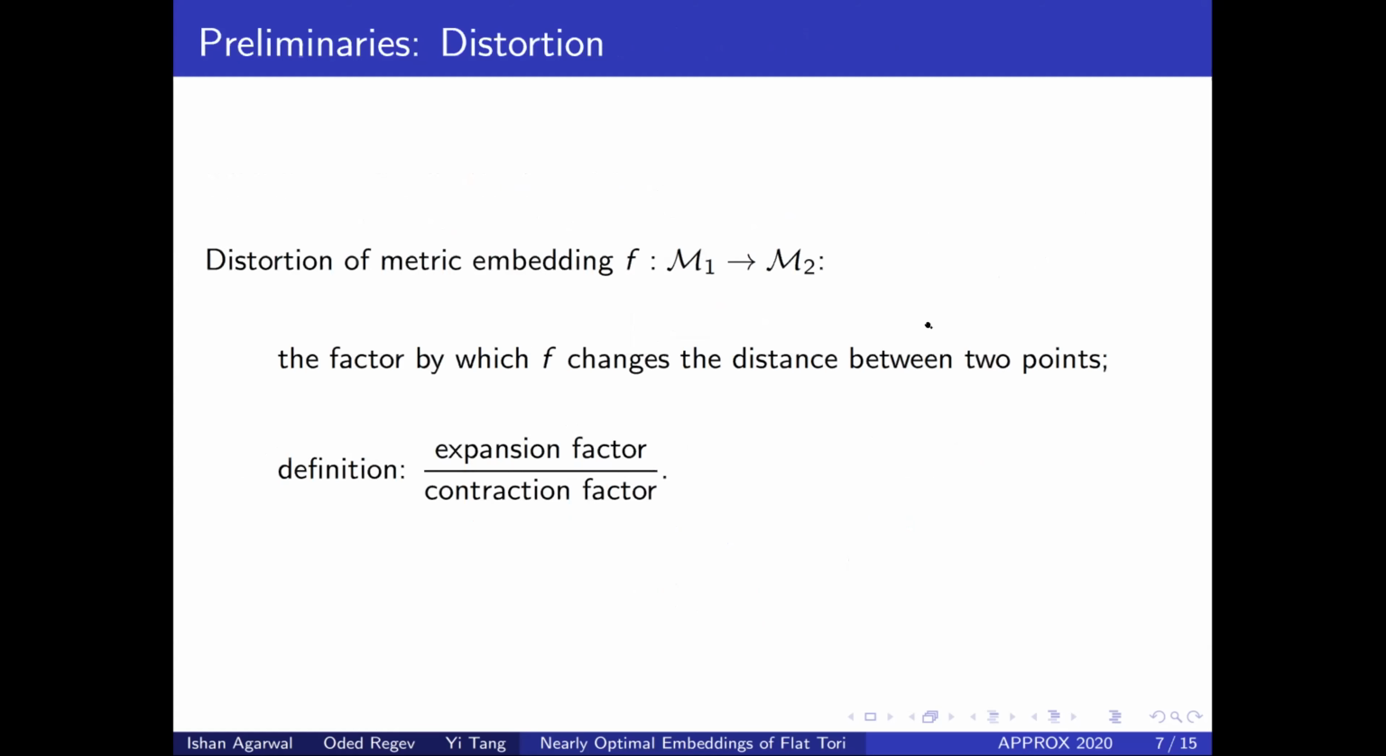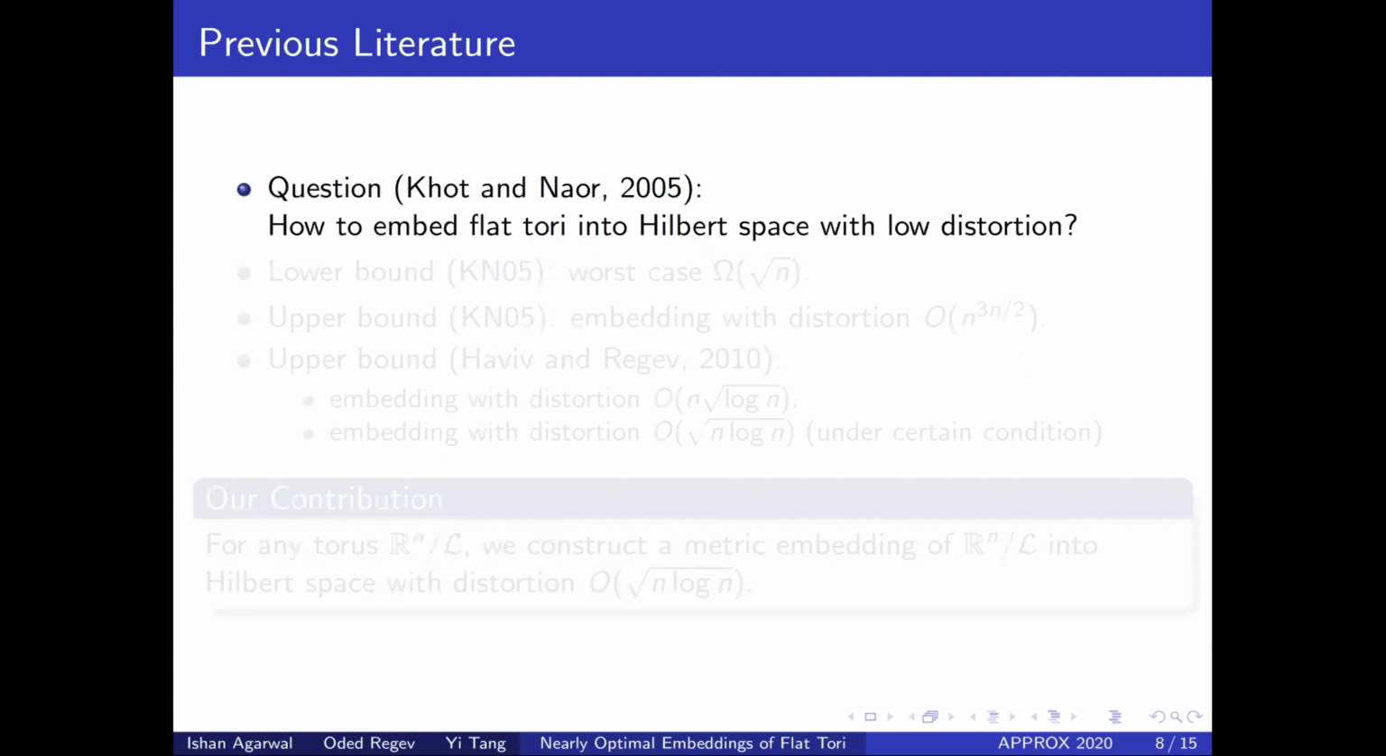And as we already saw in the previous talk, we have a notion of distortion, and it's just the multiplicative distortion that was defined. It's the factor by which our mapping changes the distance between 2 points. So if you have a mapping F from metric space M1 to metric space M2, the distortion is the ratio by which it might change distances. So the question we consider is, how can we embed flat tori into Hilbert spaces with low distortion? And this question was introduced by Cote and Nauer in 2005.